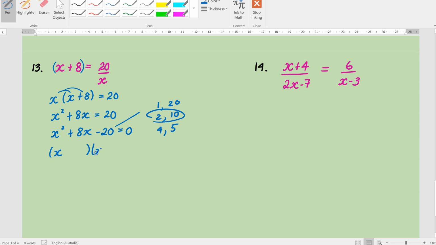So it's x. Remember which one's positive and which one's negative, because when you times them together you want minus 20. So again, if you're not sure, check it. Go minus 2 plus 10, well, that gives you positive 8, which is the winner. Whereas if you had gone like so, you got minus 8, which is not what we want. So it's x take 2, x plus 10 equals 0. Therefore, x is 2 and x is minus 10. You reverse the sign.